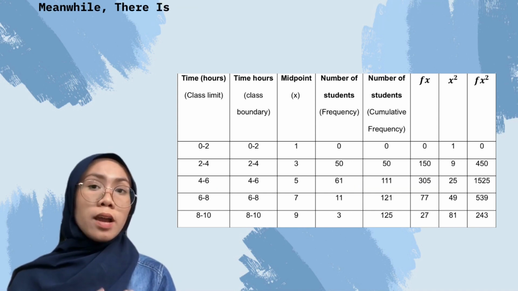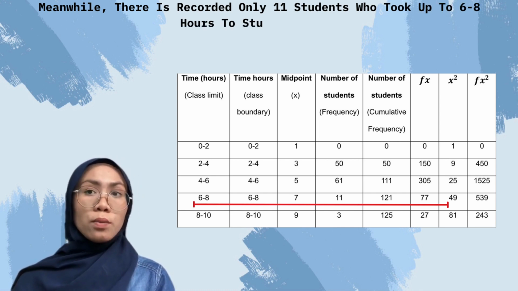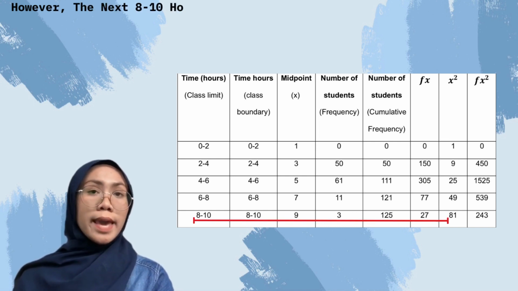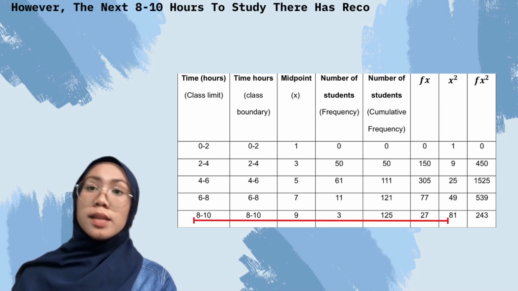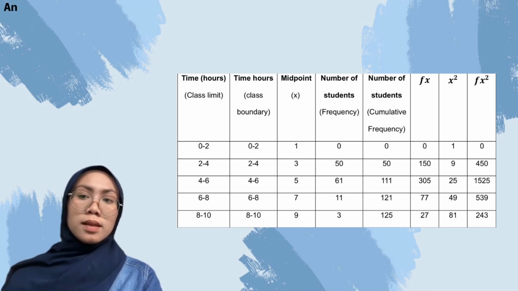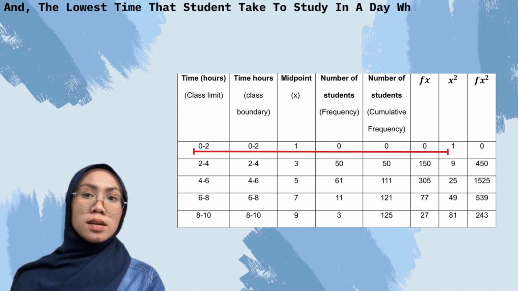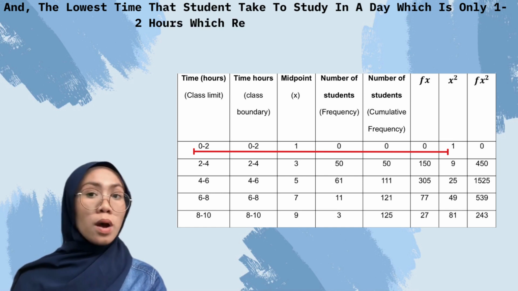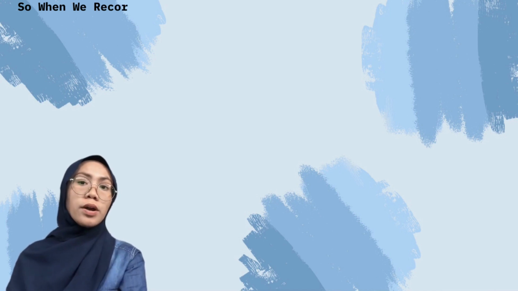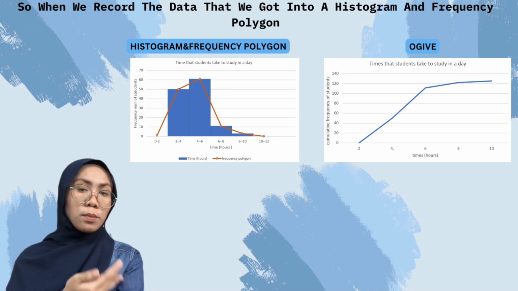Meanwhile, only 11 students were recorded as taking about 6 to 8 hours to study in a day. However, for 8 until 10 hours, only 3 students were recorded. And the lowest time that students take to study in a day, which is only 1 to 2 hours, recorded 0 respondents. So we record the data that we got into a histogram and frequency polygon.